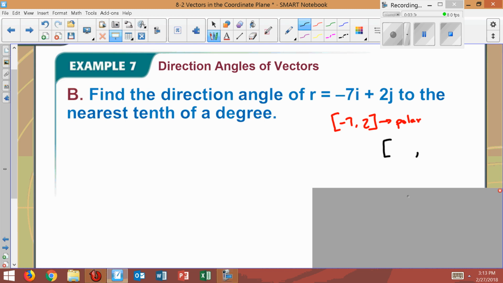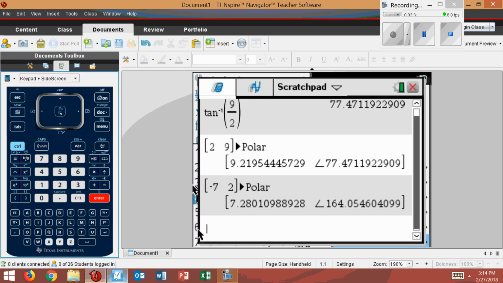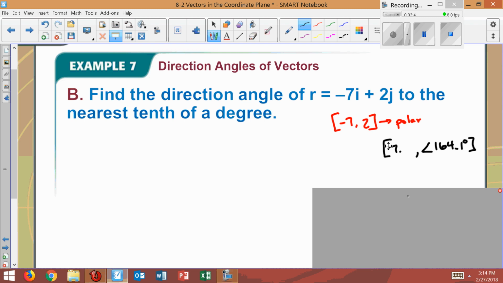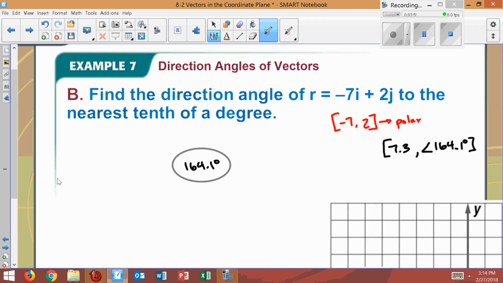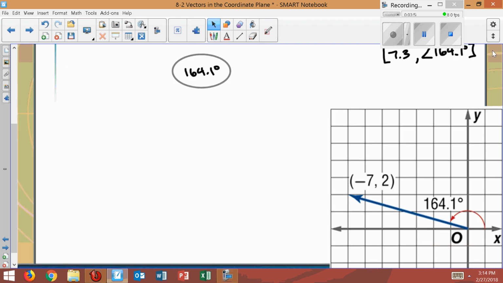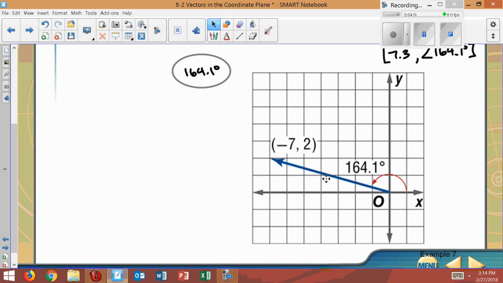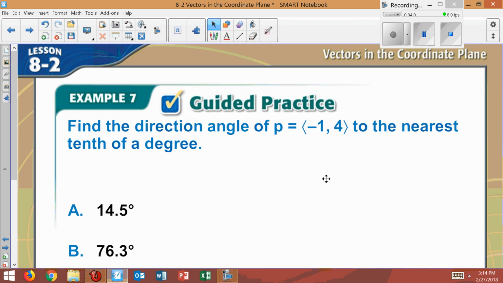I forgot what the other value is, but I do remember the angle is 164.1 degrees. Let's see what the h value was. Let me go back there. It was 7.3 when we round. And so this time, that would be my correct angle. Let's check the picture and make sure it looks accurate. When we go here, this should be left 7, up 2, putting it in the second quadrant, which does seem like 164.1 degrees. Yep, it worked out right. Now here's one for you to try.